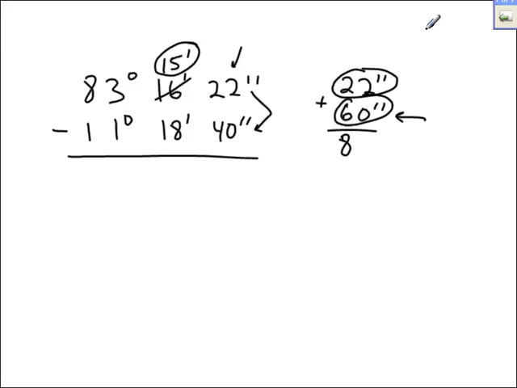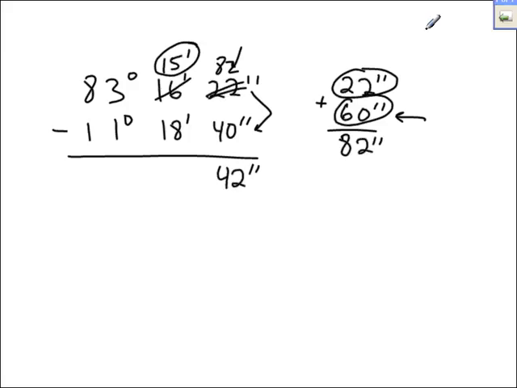When you add them, you get 82. That is, you add 60, not just 100. Don't just say 122. Okay, this is now 82. When you subtract, you get 42 seconds.